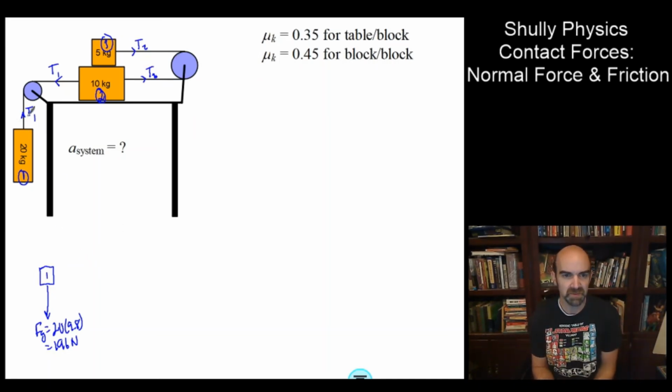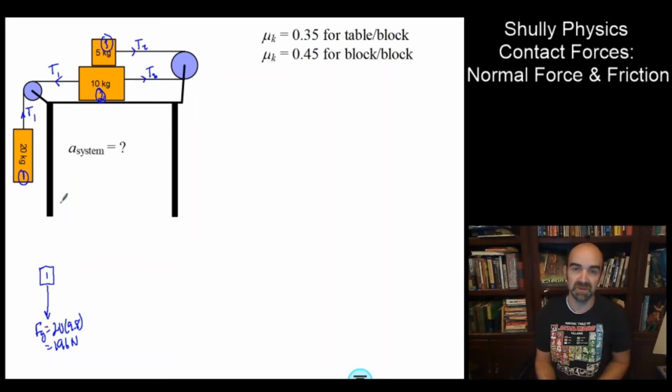But getting back to T1, how should we draw this? Should we draw it short? Should we draw it the same length? Should we draw it larger? Well, to figure that out, we need to consider what direction, if any, that this block is going to accelerate in. Now, if we assume the system is going to be moving and accelerating, let's say this thing should be going down. Are we going to assume that the acceleration is down? So let's call down positive.